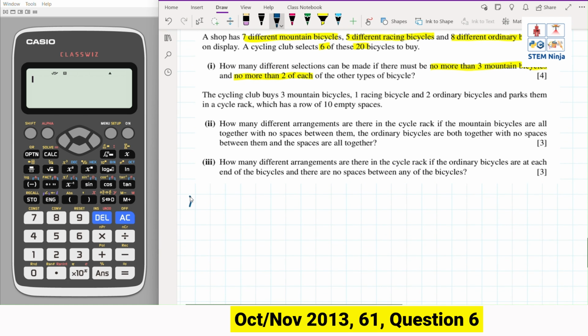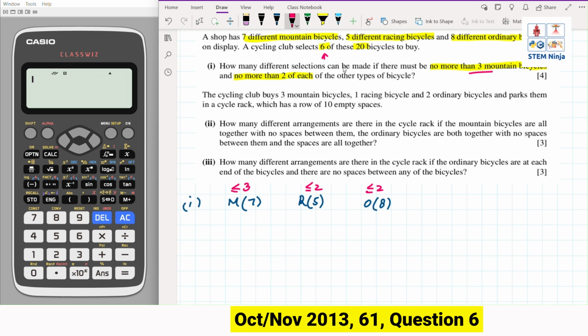So let's see. First off, we need to list out how much we have. So mountain bikes, we have 7. We have racing bikes, 5. And ordinary bikes, we have 8. So we can't go more than 2 for each of those. So that means we need to start with 1 and 1. No more than 3, that means it has to be less than or equal to 3. No more than 2, no more than 2. All right. And we need to make 6 total.